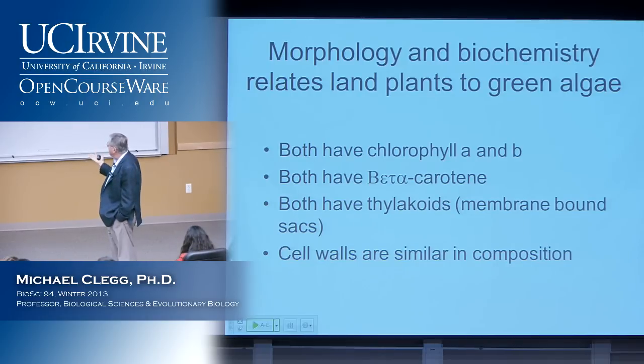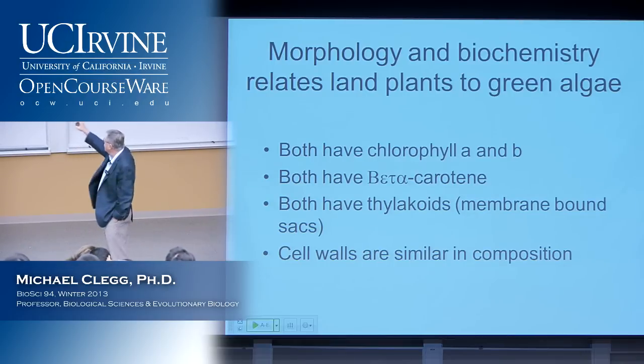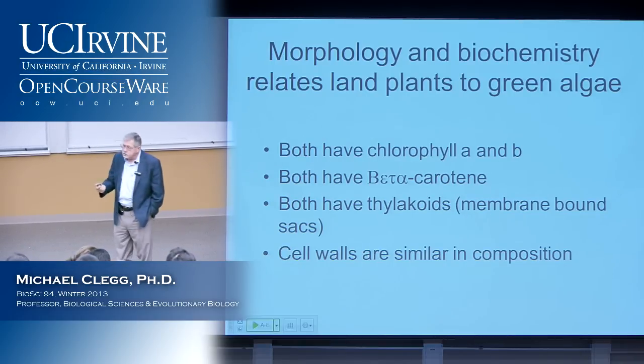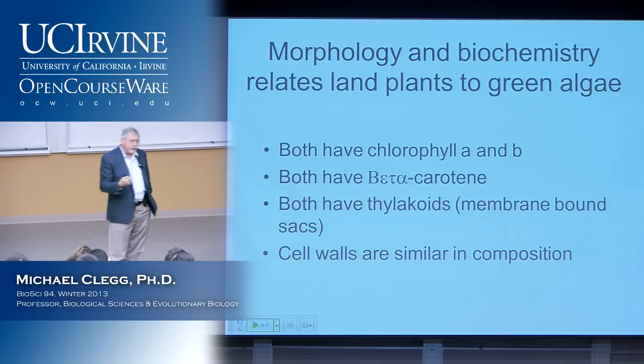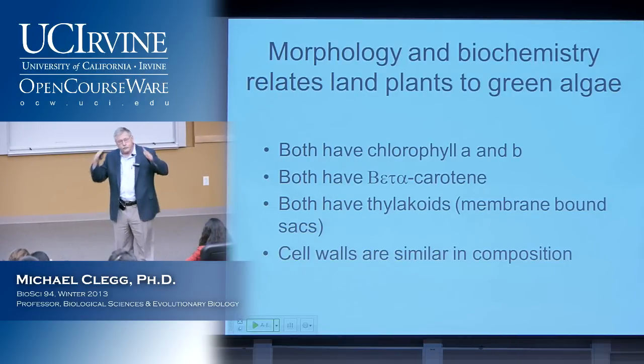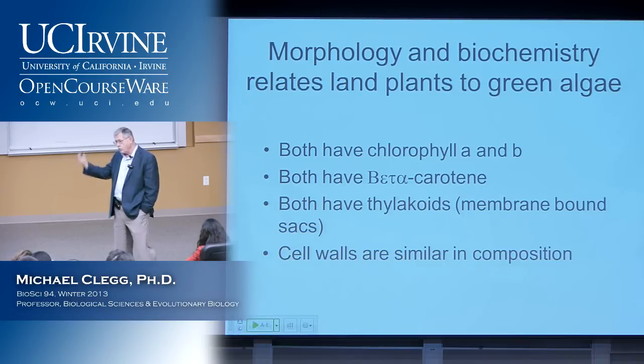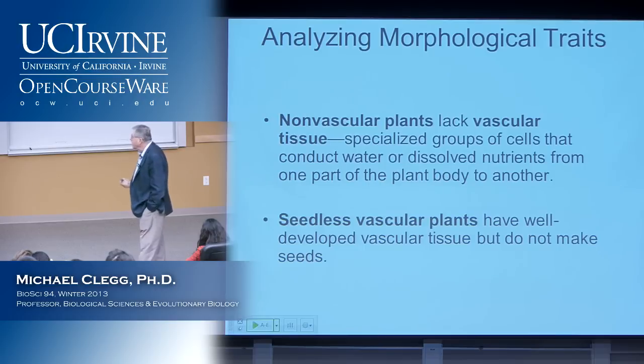Then they both have thylakoid membranes, which are membrane-bound sacs that are important in light harvesting. And finally, cell walls of green algae and of plants have a similar chemical composition. So those are 4 strong reasons to think that plants arose from green algae.